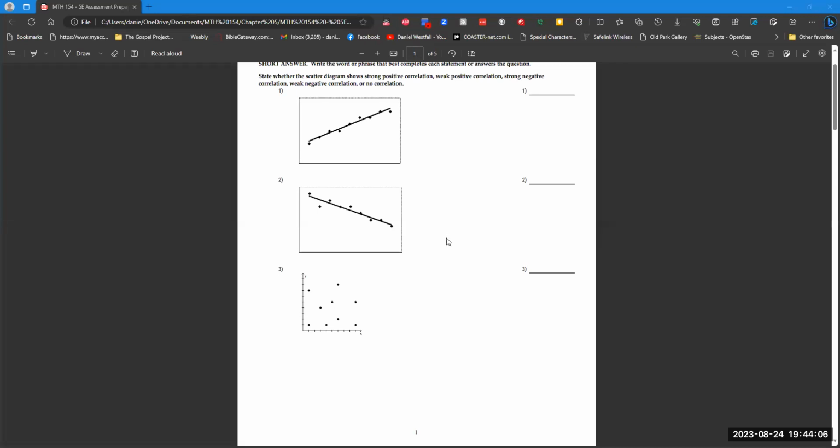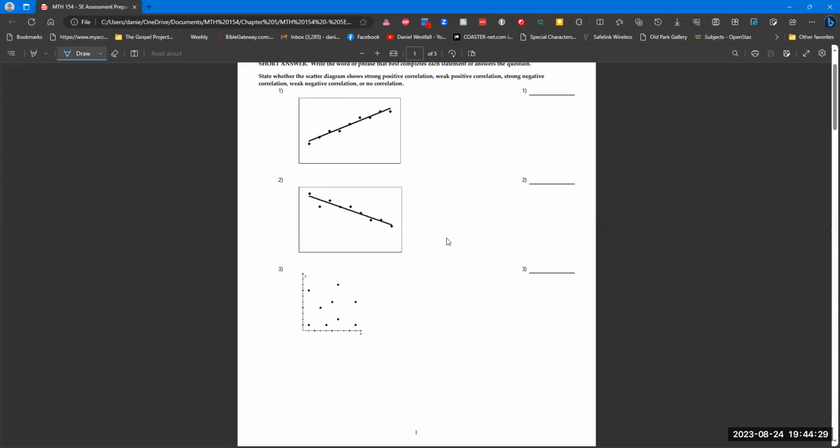So we're going to talk about whether we think that there is a strong positive correlation, a weak positive correlation, a strong negative correlation, a weak negative correlation, or no correlation in these examples. So a positive correlation is going to have a positive slope. As x increases, y is going to increase.